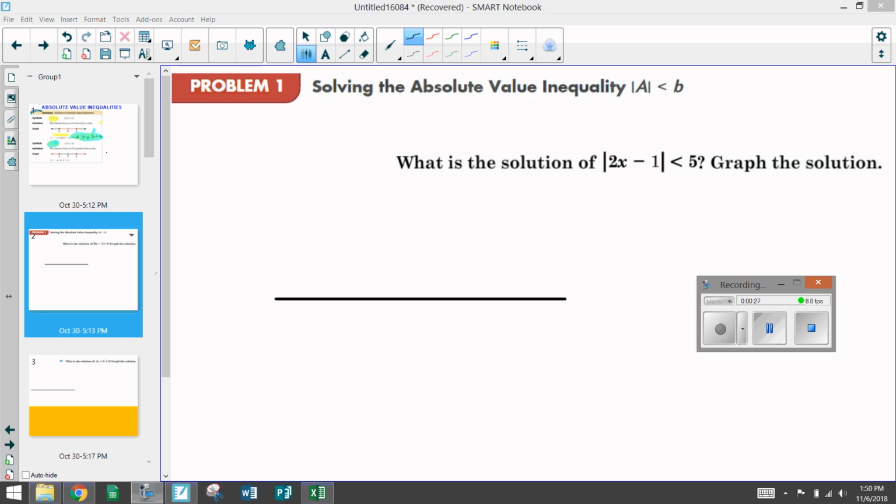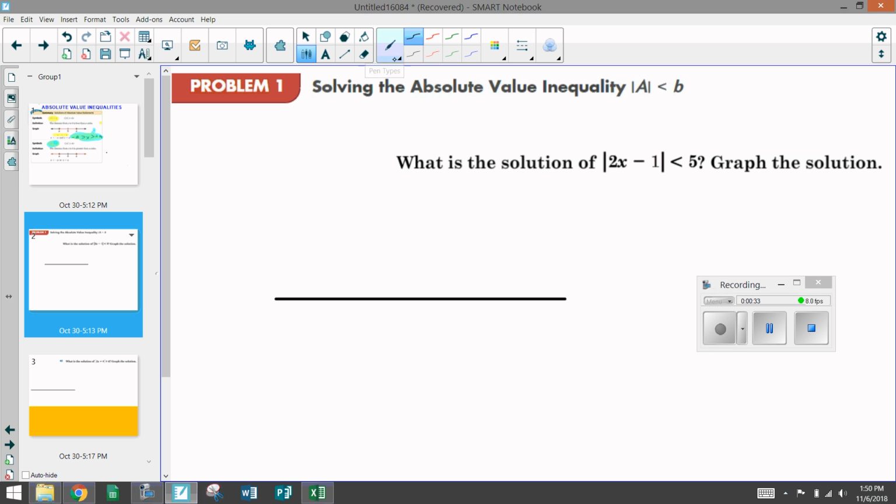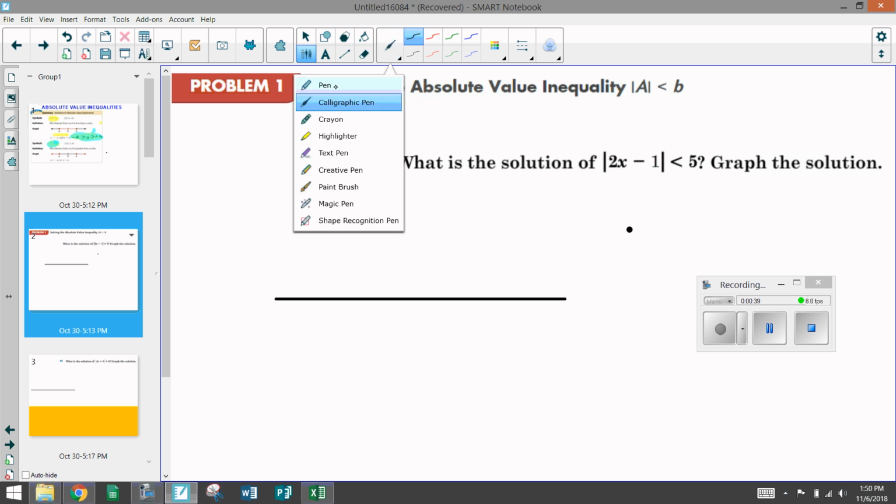What is the solution of absolute value 2x minus 1 less than 5? Can we write this down? Yeah, write it. You can write with me. I'm not going to wait that much. I'll just explain. You are free to write or not.